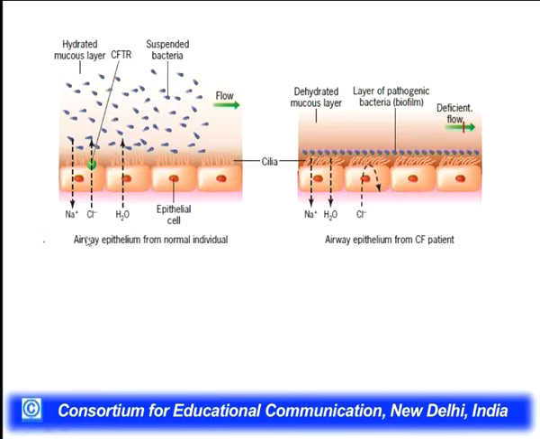You can see this is the airway epithelium from a normal individual. There is an epithelial lining and a normal exchange taking place. The CFTR is responsible for the transport of chloride ions. So chloride ions are moving outside, sodium ions are moving inside, and water is moving outside. This is the mucus layer of the epithelial cells. It is well hydrated because of the movement of water, and therefore the bacteria are suspended and keep flowing out. They do not stay.